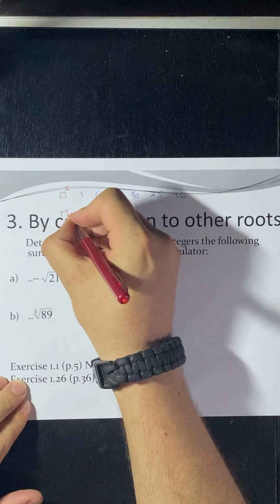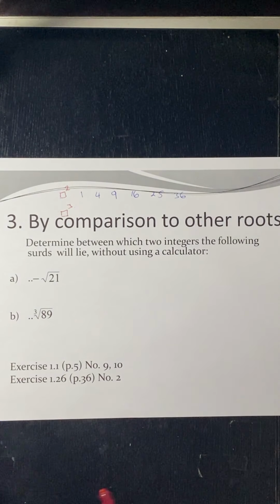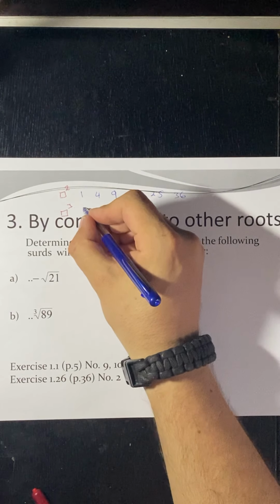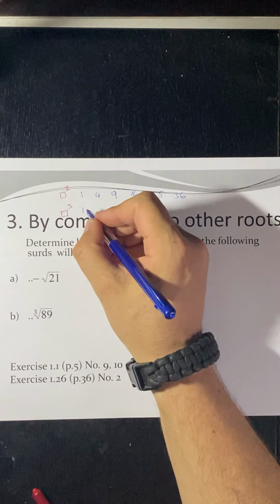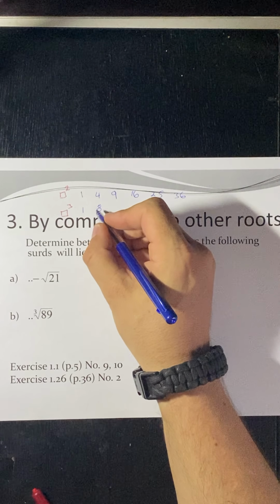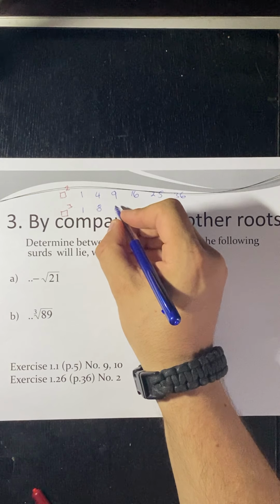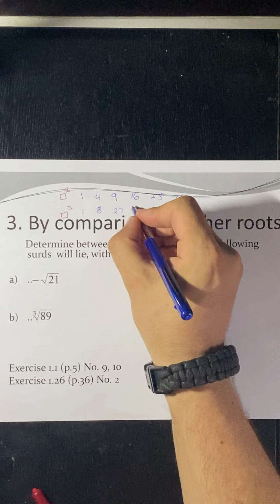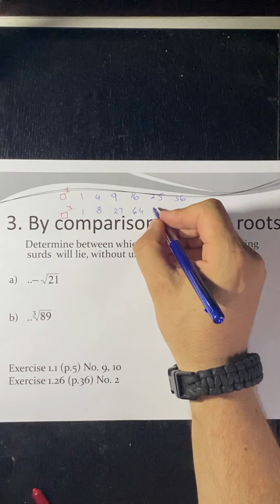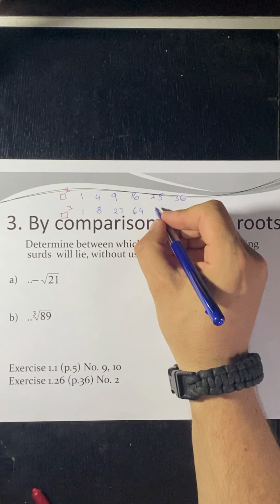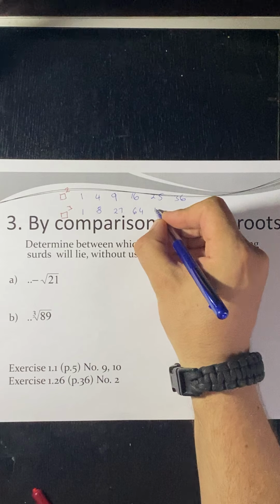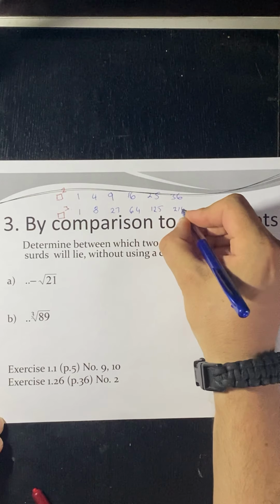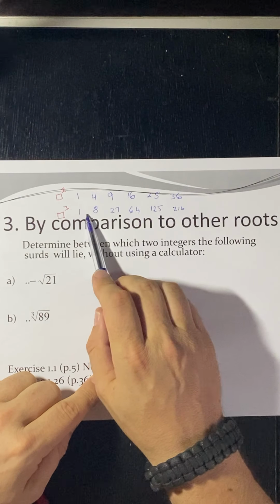Then what I'm going to look at now is the cubes. 1 cubed is 1, 2 cubed is 8, 3 cubed is 27, 4 cubed is 64, 5 cubed is 125, and then we have 6 cubed, which is 216. So those are our square numbers, and those are our cube numbers.